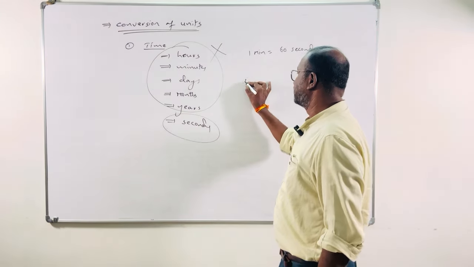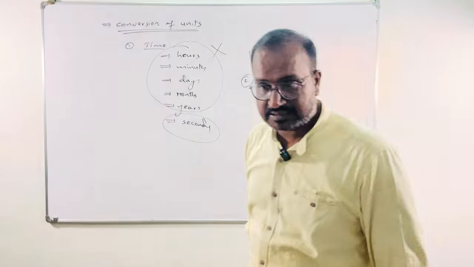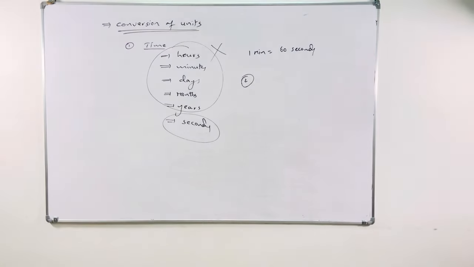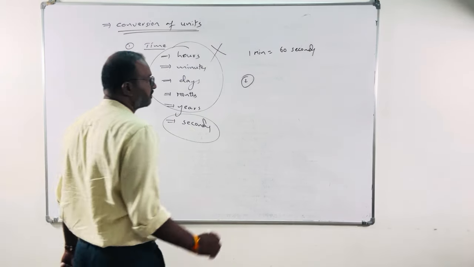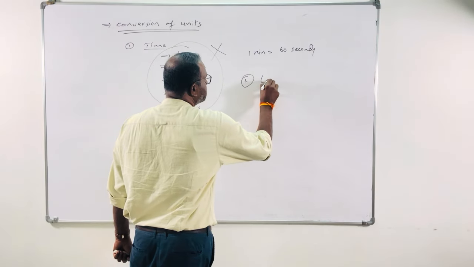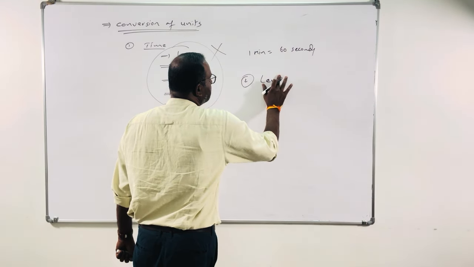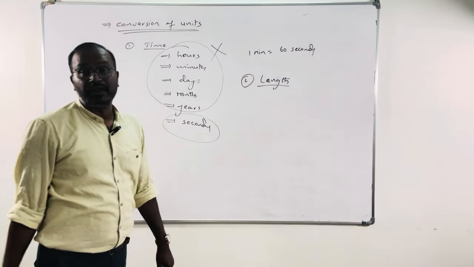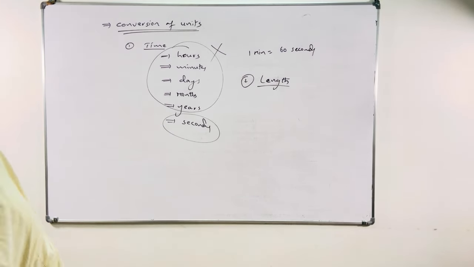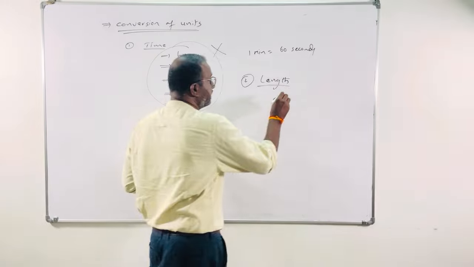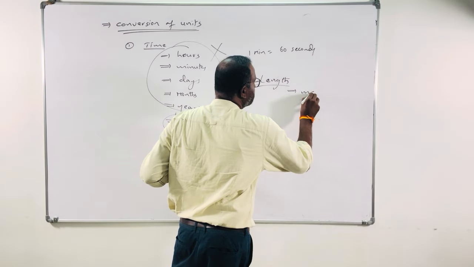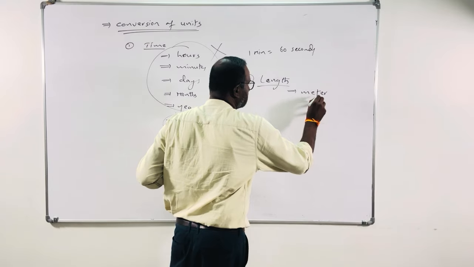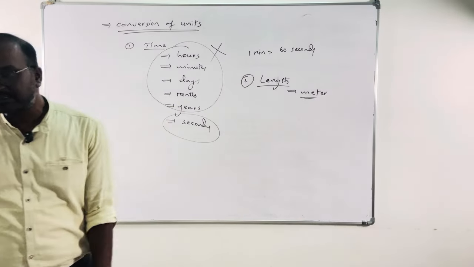That is the first one. The second conversion is length conversions. Most of the questions require conversion of lengths. As I already told you, in SI units the length is measured in meters because it is one dimensional. So the unit of length is meter.